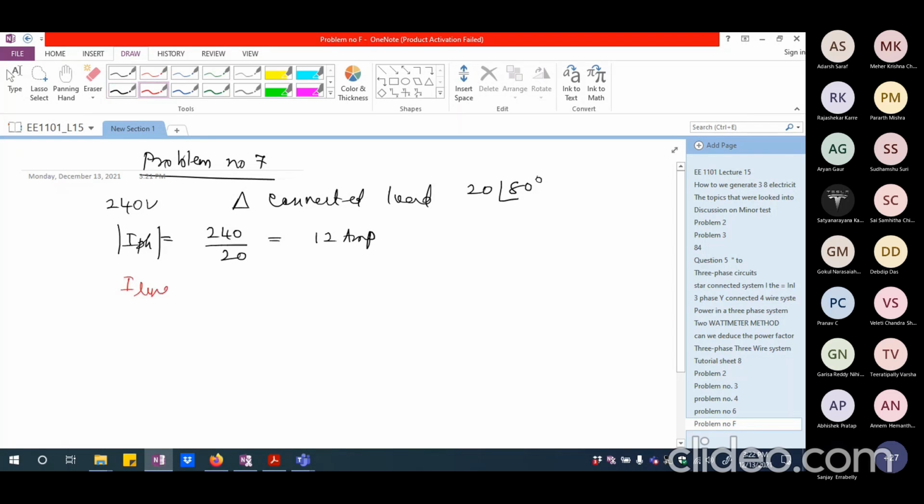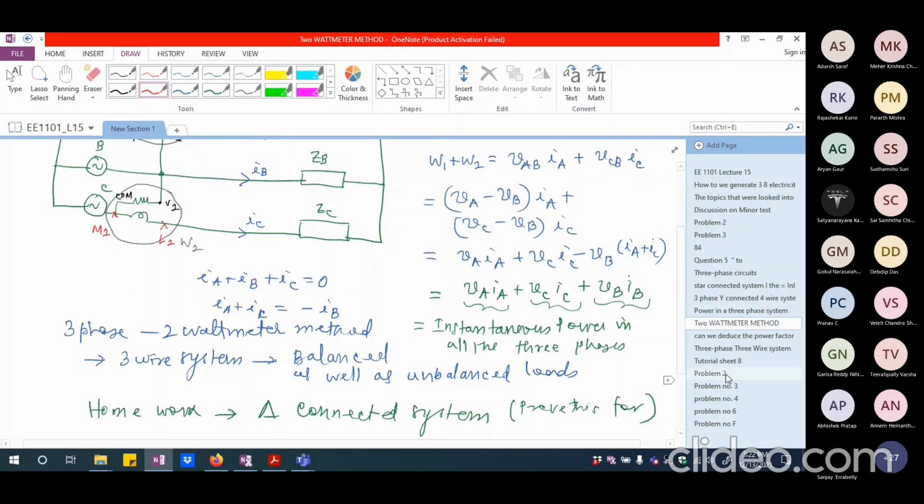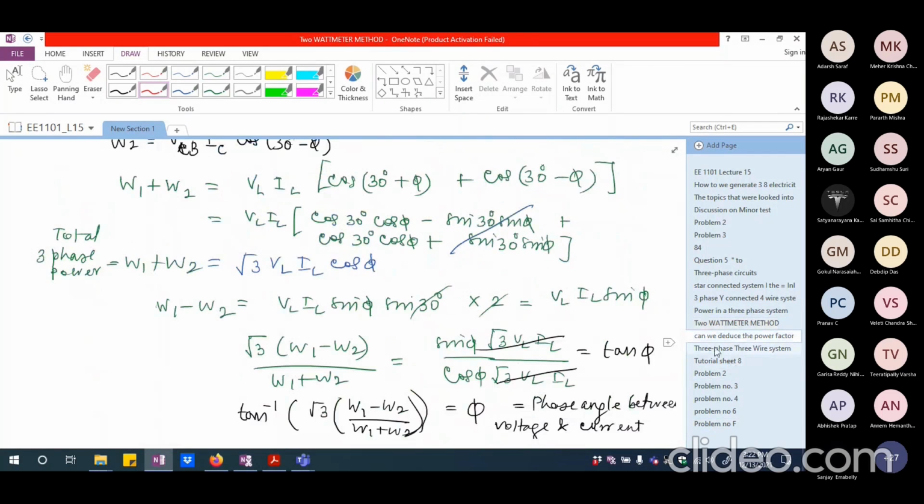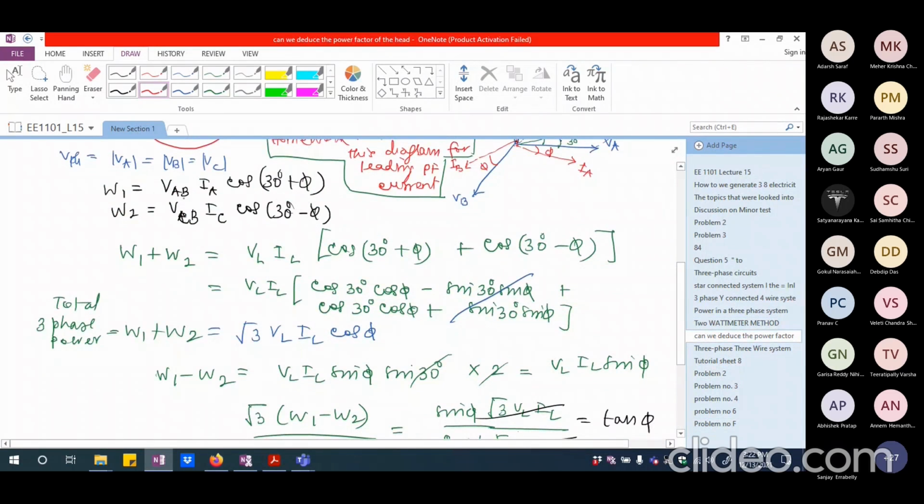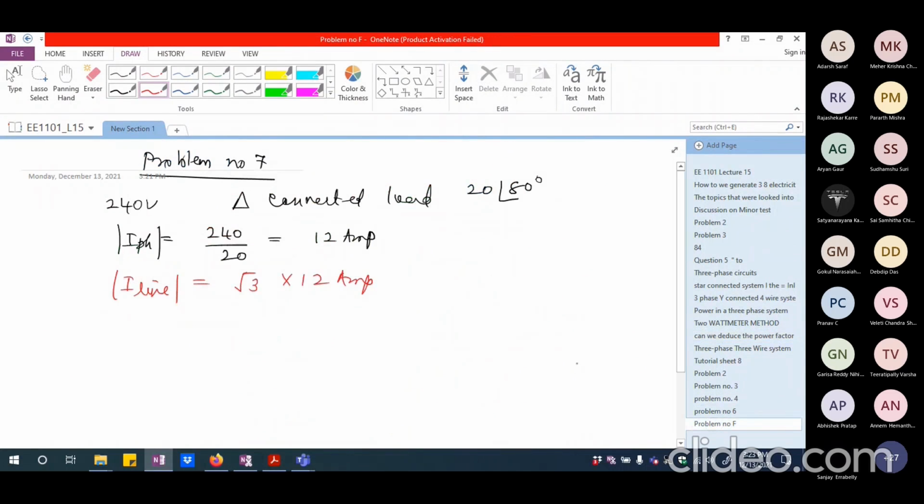So correspondingly, if I want to know the magnitude of line current, it will be √3 times 12 ampere. So I got the line current. Please recall what we did in the 2 wattmeter method. We said each of the wattmeters is going to give me line voltage multiplied by line current multiplied by cos of 30 plus phi, and line voltage multiplied by line current multiplied by cos of 30 minus phi. That's what we said.